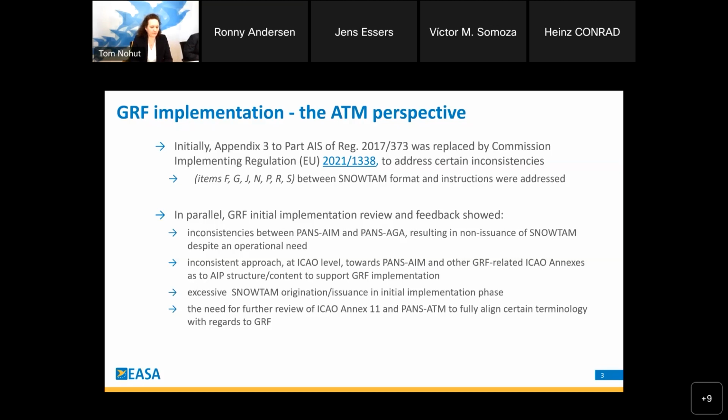Then we also faced at the beginning excessive SNOWTAM origination, so we have tried to address this as well. And also, as already addressed in Slido, and we tried to answer some questions, Annex 11 and PANS-ATM, and particularly the specific terminology, when some ICAO provisions are still referring to the braking action, which we believe needs to be modified.